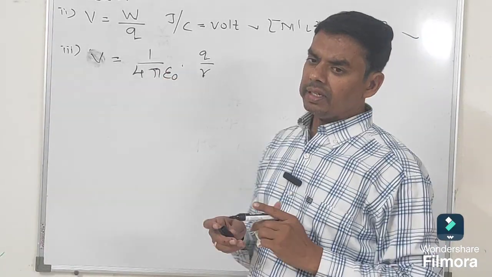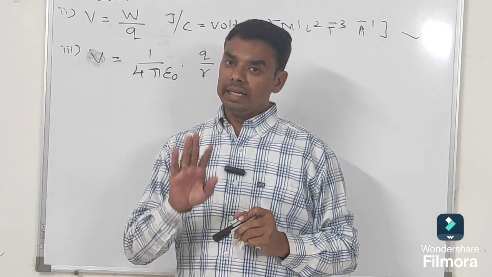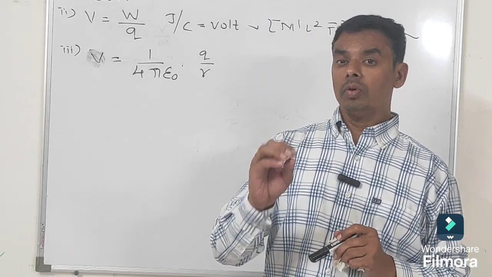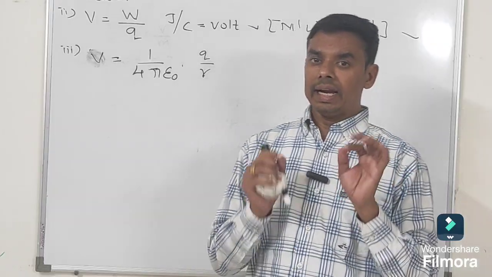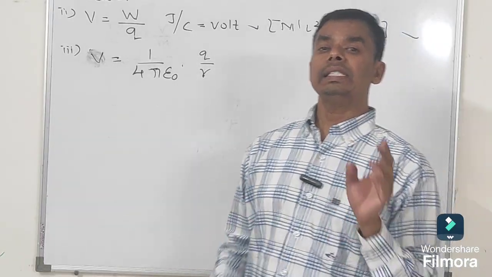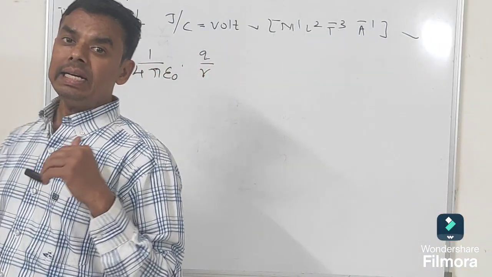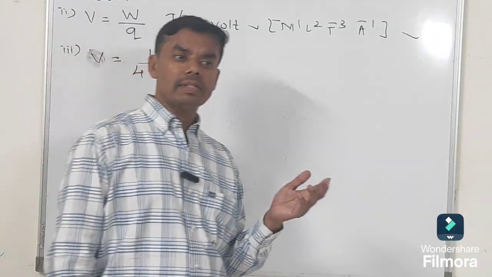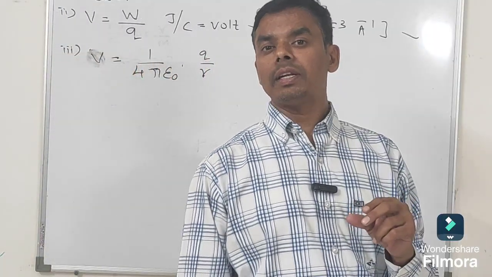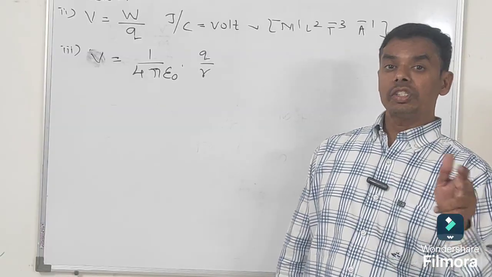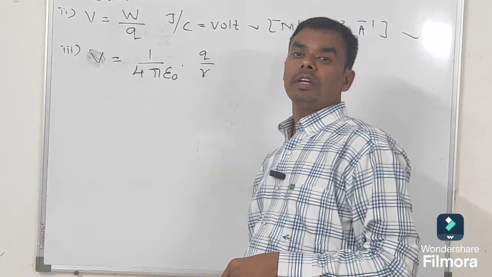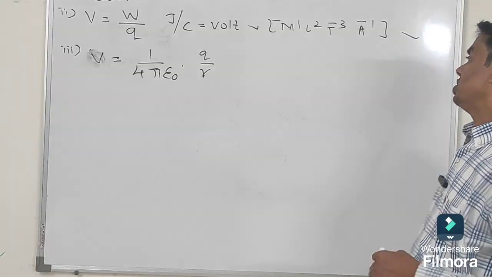Now understand one thing that is important here. Electric intensity and electric potential both represent strength of electric field, and the important difference is that strength of electric field in terms of vector quantity is electric intensity. Strength of electric field in terms of scalar quantity is electric potential.